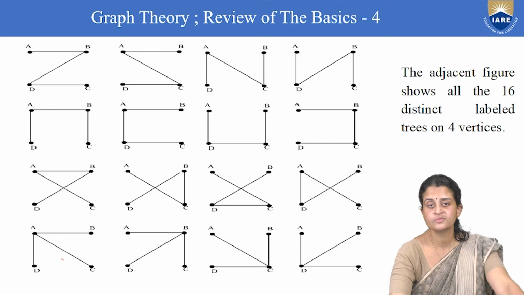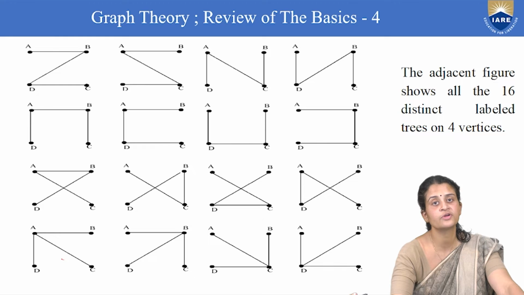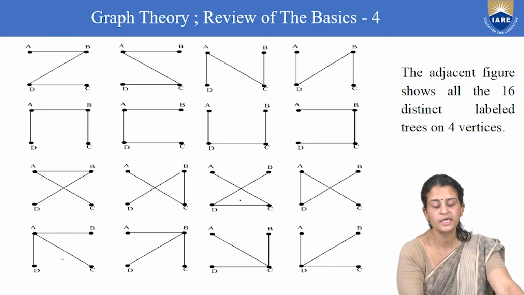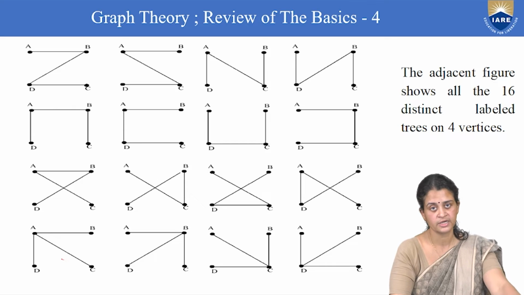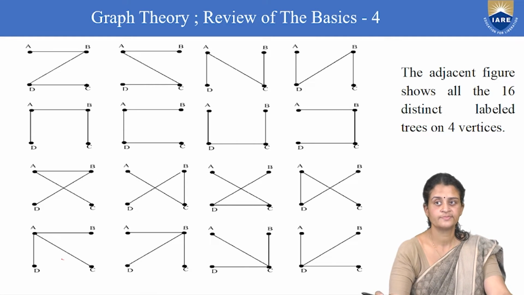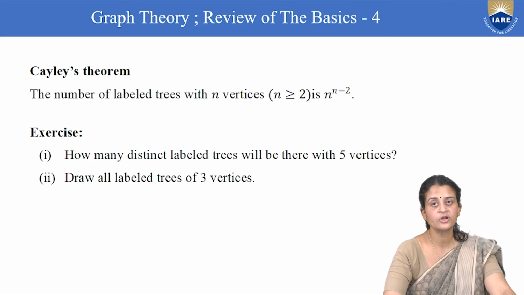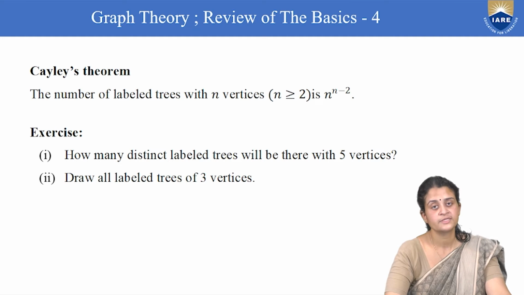What is the difference between labeled graphs and unlabeled graphs? Labeling increases the number of representations. If they were all unlabeled graphs, we would be getting only one representation for all these, right? I hope you remember the difference between labeled and unlabeled graphs that we have already discussed in our lecture series. And Cayley's theorem says the number of labeled trees with n vertices, where n is greater than or equal to 2, is n power n minus 2.